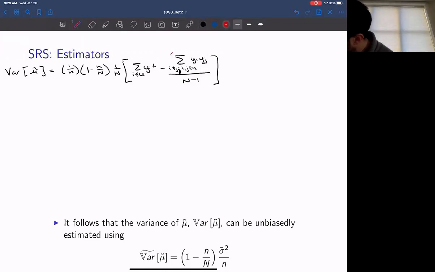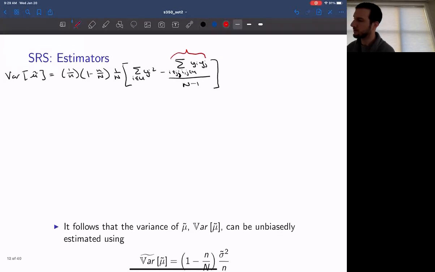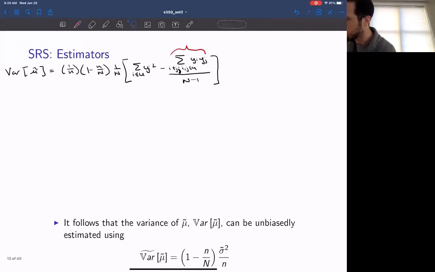All right, now this term here, or actually here, I'll write it like this.